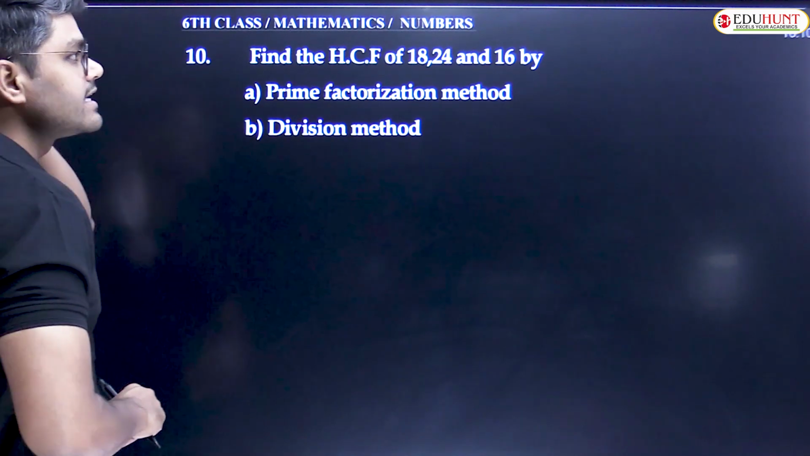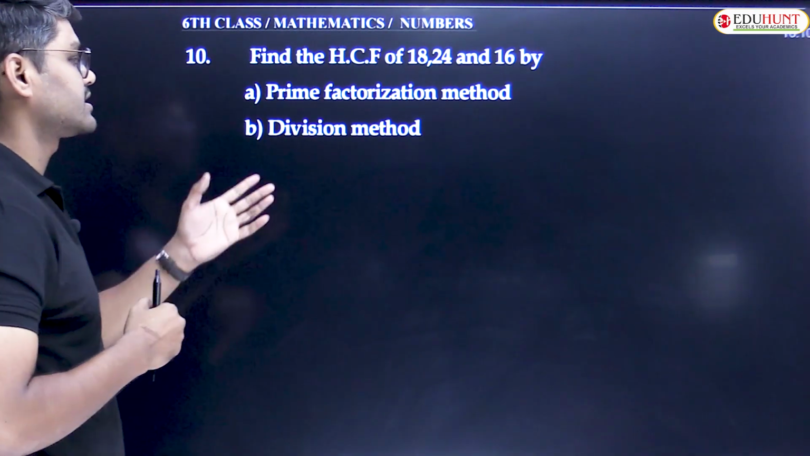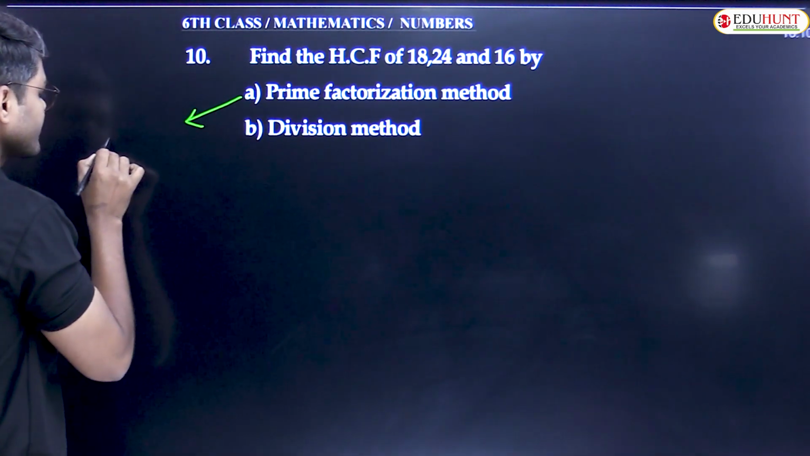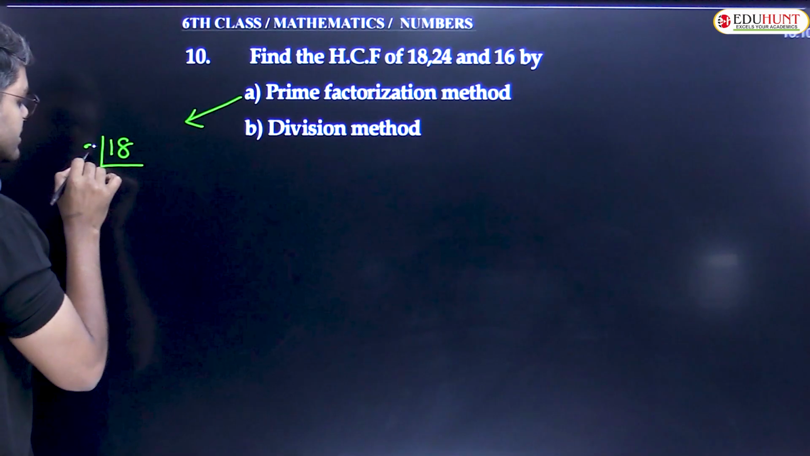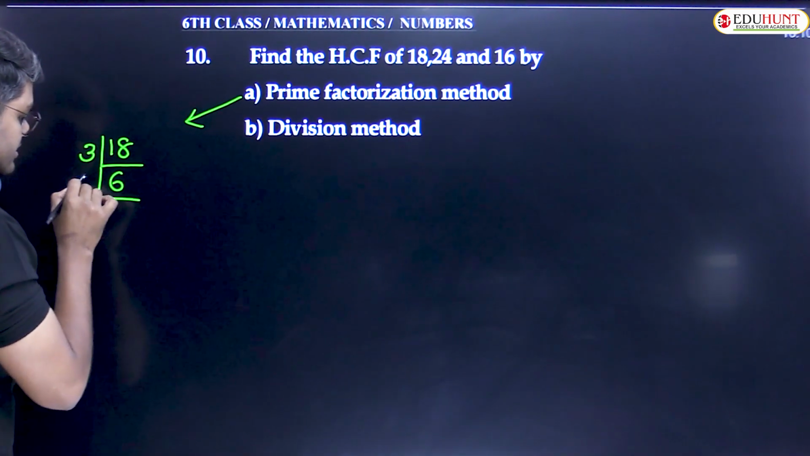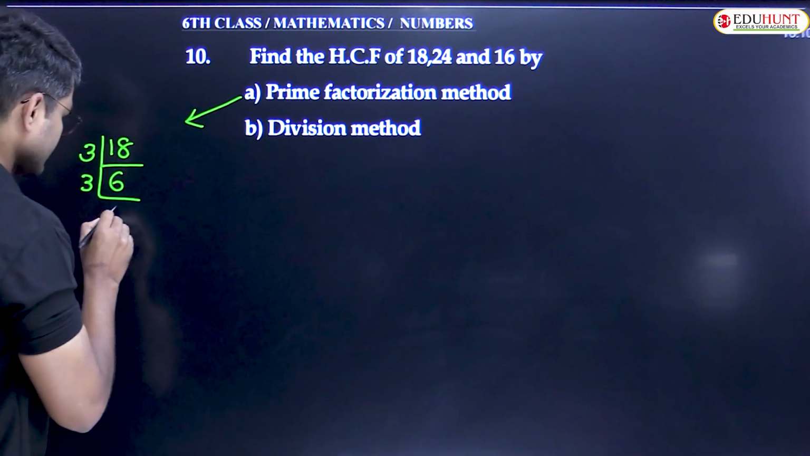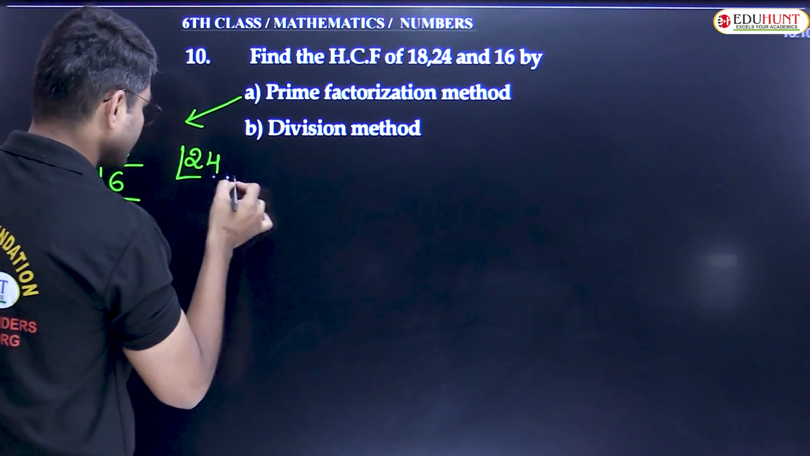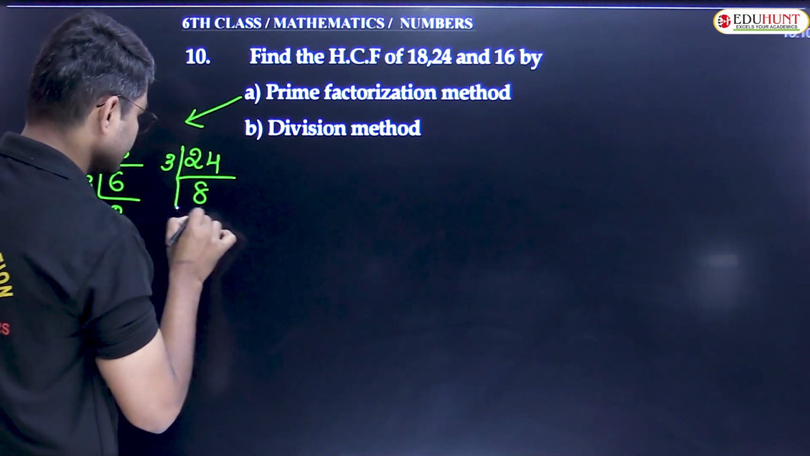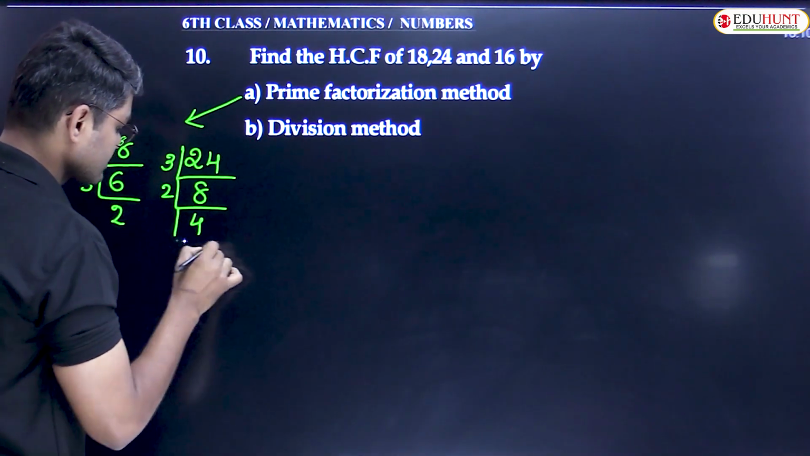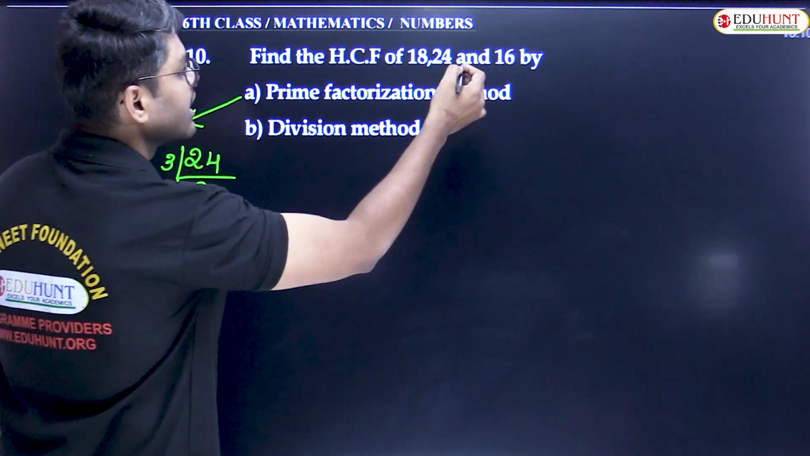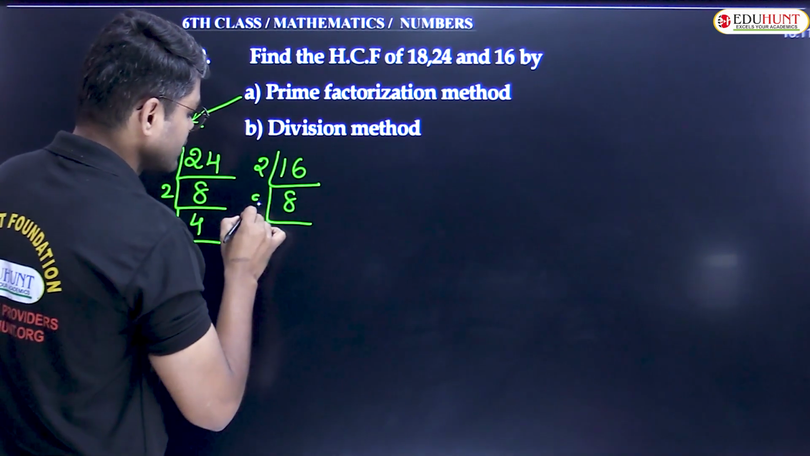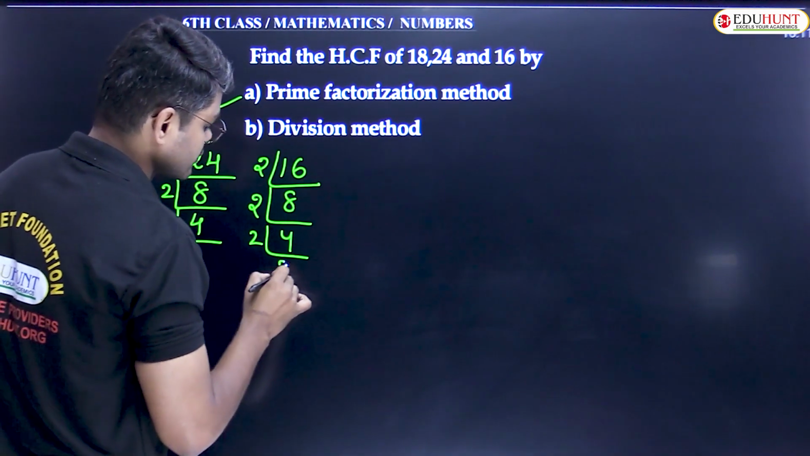Find the HCF of 18, 24 and 16 by the prime factorization method and the division method. Let's see. First, the prime factorization method. Take the prime factors of 18: 3 6s 18, 3 2s. And 24: 3 8s, 2 4s, 2 2s. And 16: 2 8s, 2 4s, 2 2s. Okay.